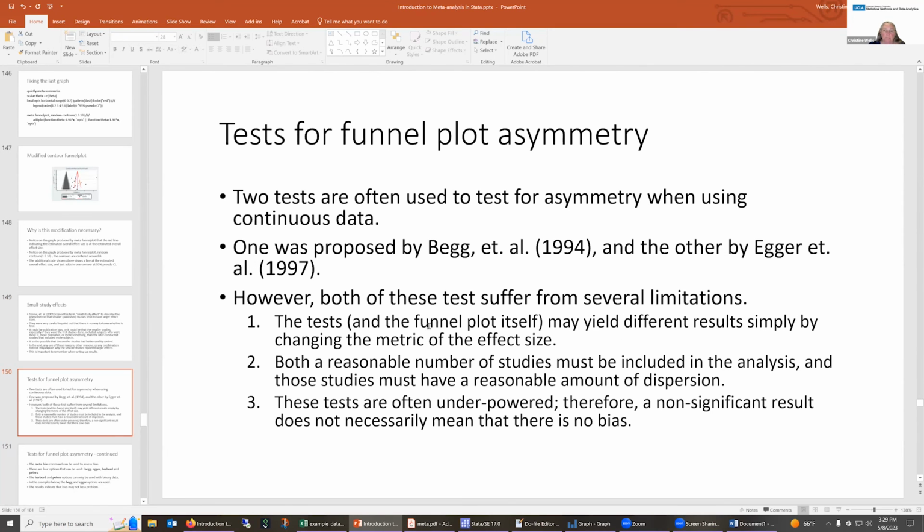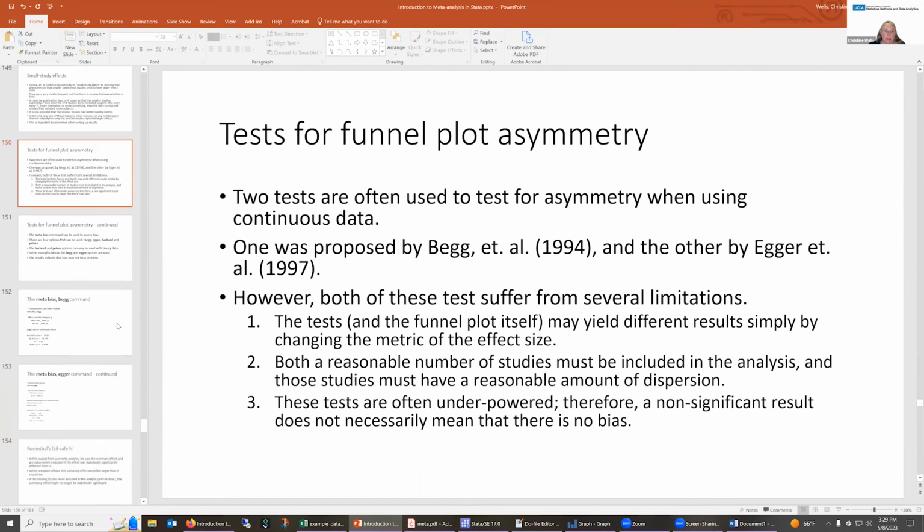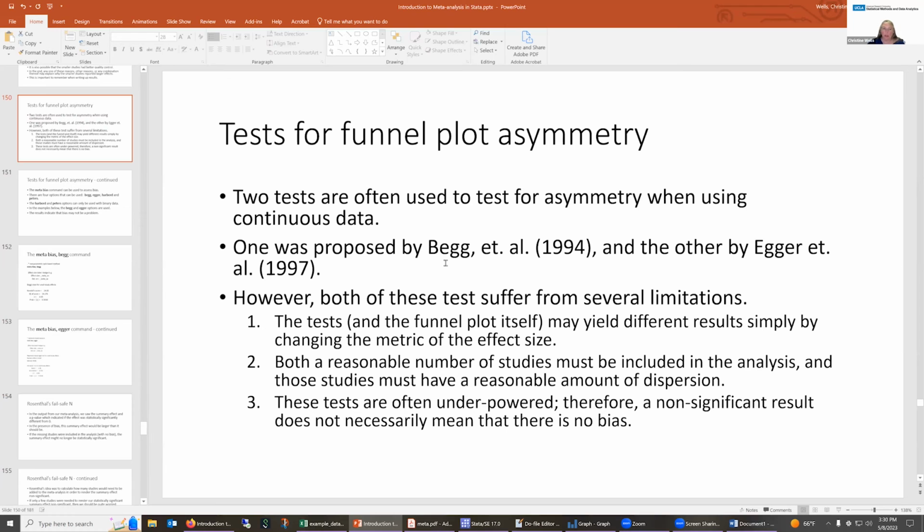Okay, so we got to go back to our idea of missing points in our funnel plot here. There were a couple of things proposed in the literature, one by Begg in '94 and one by Egger in 1997. I don't know how to say his name, sorry. However, both of them suffer from several limitations. The tests and even the funnel plot itself may yield very different results simply by changing the metric of the effect size. That does not make me feel good.